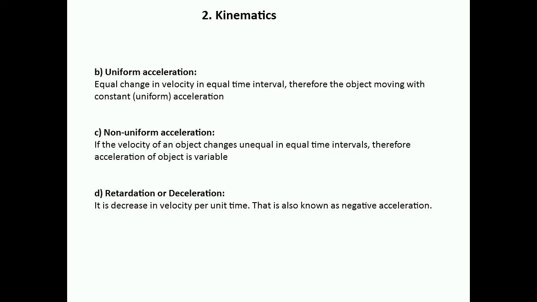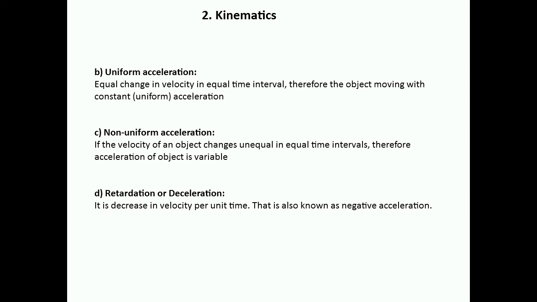The next type of acceleration is non-uniform acceleration. If the velocity of an object changes unequally in equal intervals of time, the acceleration of the object is variable, meaning non-uniform acceleration. For example, if we note the acceleration for every 10 seconds, and for each 10 seconds the change in velocity is different, that will be non-uniform acceleration.